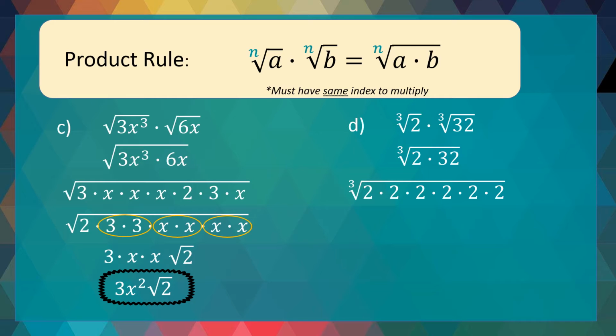According to the index, we need 3 of the same type of value. And notice, we do have a group of 2's that can come out. And we have another group of 2's that come out. In this case, we have removed everything from under the radical, so the radical disappears. And we are only left with 2 times 2, which we know is 4, and that would be your final answer.